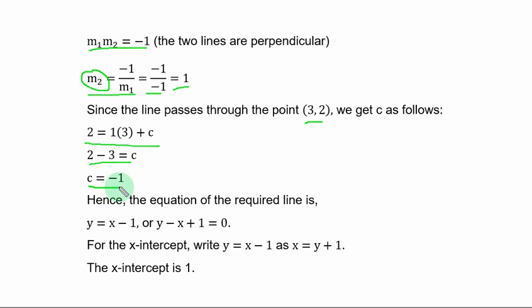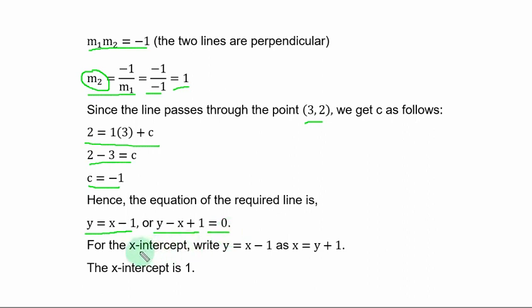Hence, the equation of the required line is y equal to mx plus c. Now m is 1, so you have x. y equal to x. c is minus 1, so you have y equal to x minus 1, or y minus x plus 1, if you move everything to one side, equal to 0.